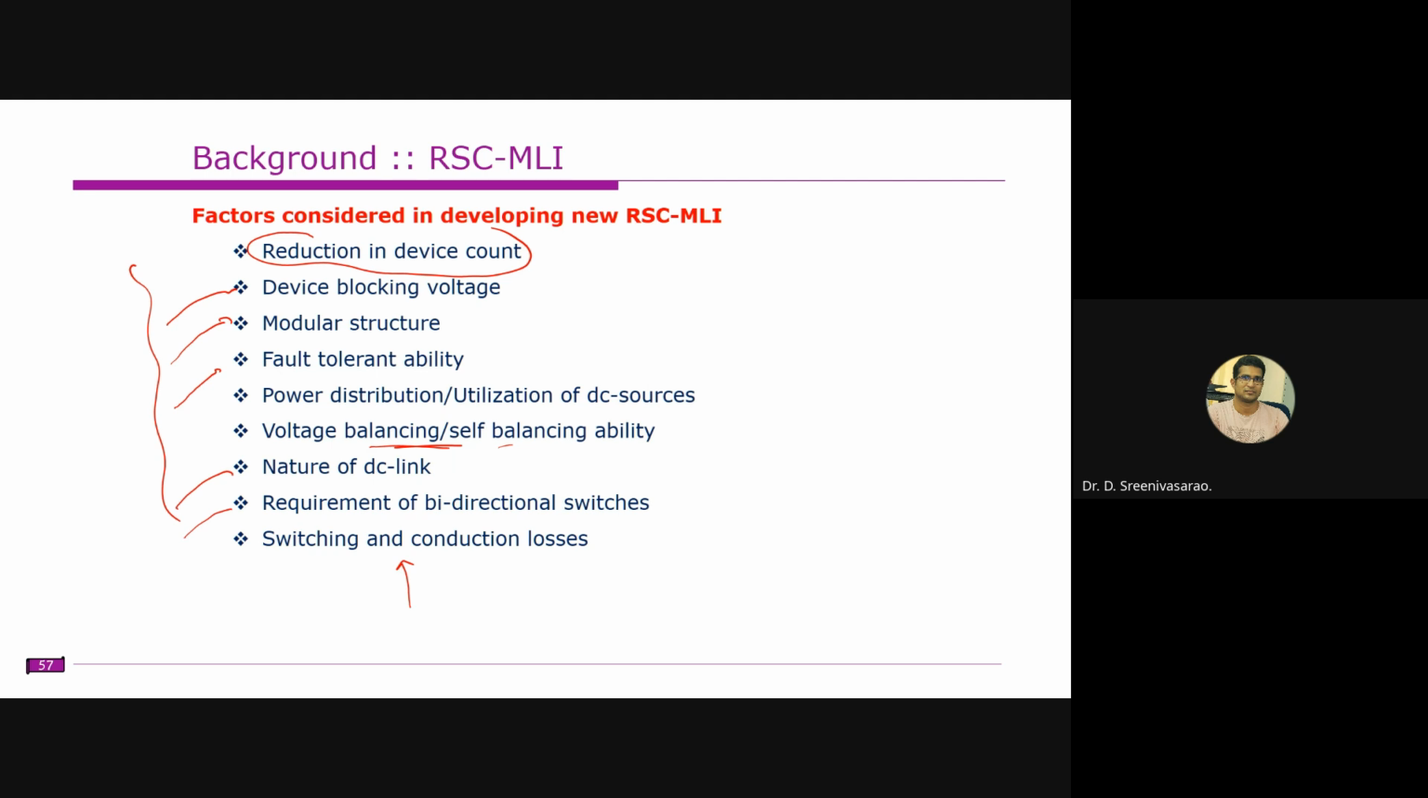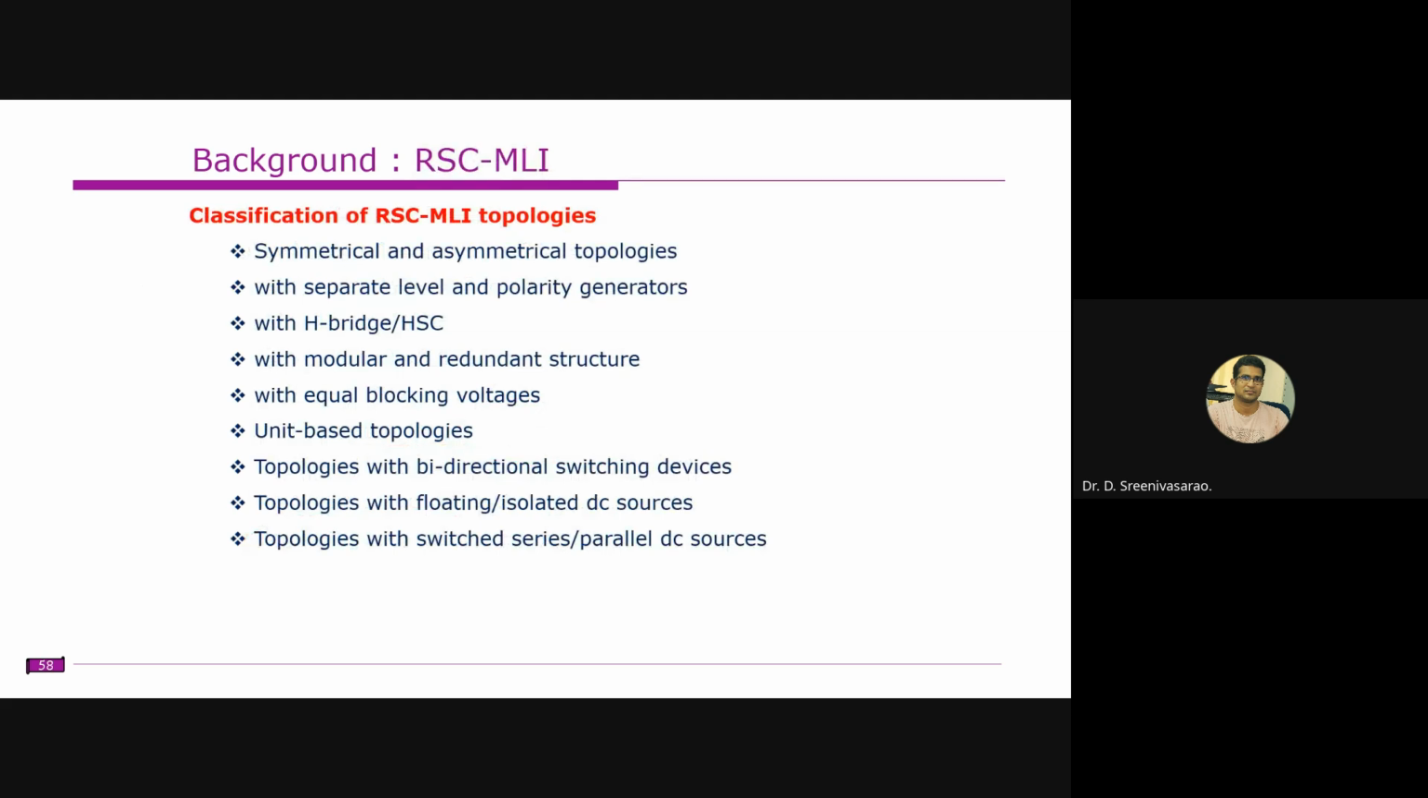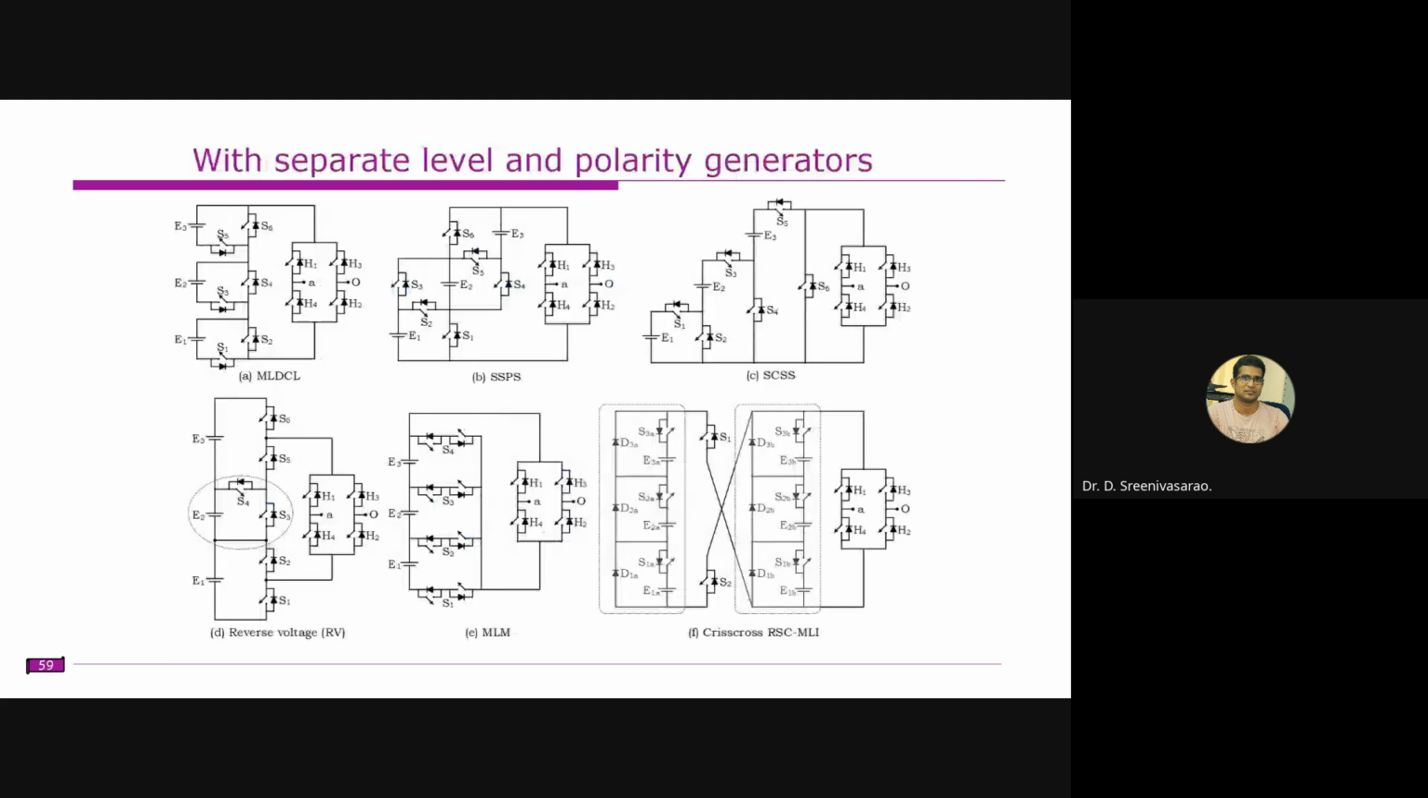So these are the main factors that are influencing the development of new converter topologies. The main one is reducing the device count, in other words, using the self-balancing ability of the converter and reducing the switching losses. So this is the main motto of inventing new inverter topologies, right? These can be classified in different manners, like symmetrical and asymmetrical converters, or some H-bridge based converters. Rather than this, I will show you some topologies.